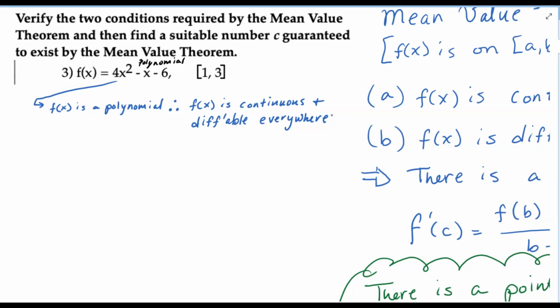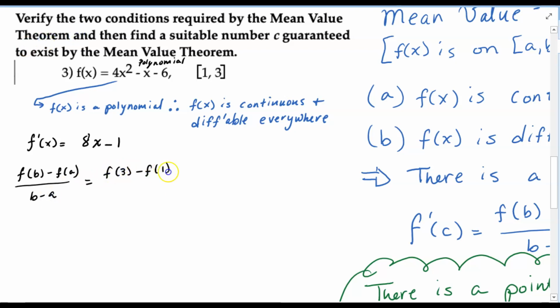So we can go about taking the derivative, because that's the next part. It's that the derivative, the slope of the tangent, equals the slope of the secant. But the only way to find that is by first finding f prime of x. So let's find f prime of x here. f prime of x equals, derivative of 4x squared is 8x minus 1. And then derivative of negative 6 is 0. So 8x minus 1. And now what we're going to do is find f of b minus f of a over b minus a, which is f of 3 minus f of 1 over 3 minus 1.